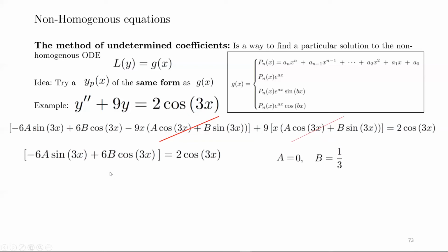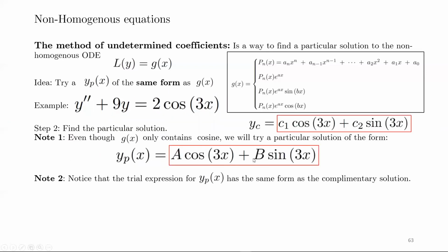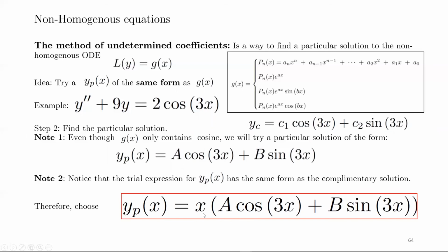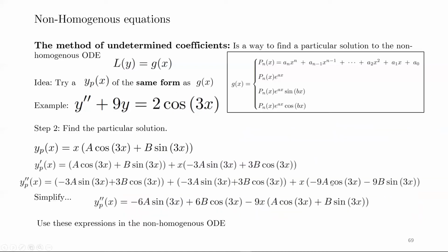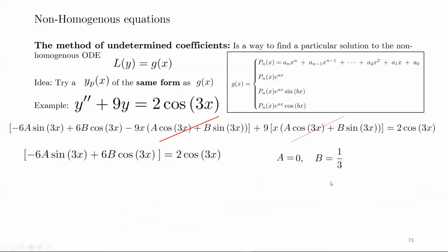And so then we can use these values of a and b in our test particular solution, which remember was, if I go back, x times a, which, well, a is now 0, so this term disappears. So we basically have x times b, which is 1/3 sine of 3x, and that is our particular solution.